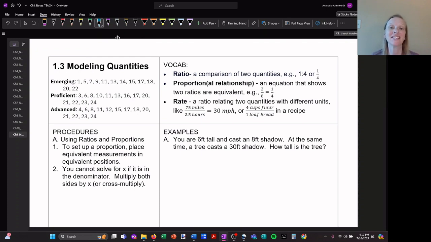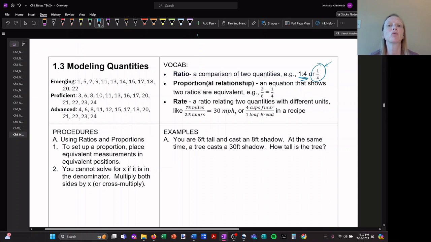Hi folks. In this lesson, we're going to learn how to model quantities using ratios. So kind of using fractions to set up and model problems. A ratio is just a comparison of two quantities. It's often written as a fraction. It doesn't have to be, but that's the method we're going to be using today.